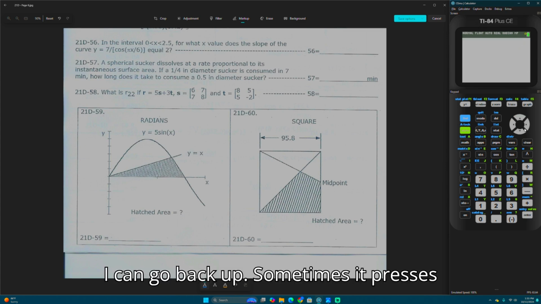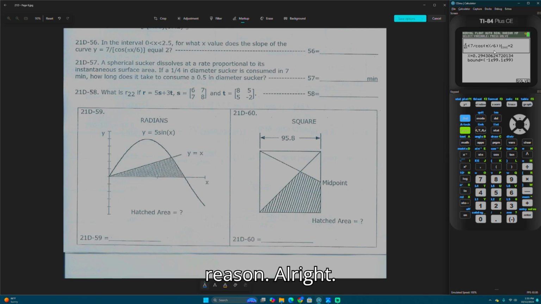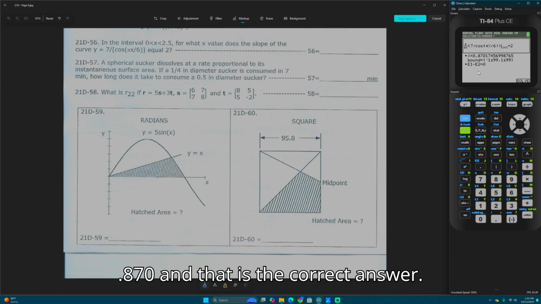If I can go back up. Sometimes it presses keys at the same time for some reason. All right, there we are. 0.870, and that is the correct answer.